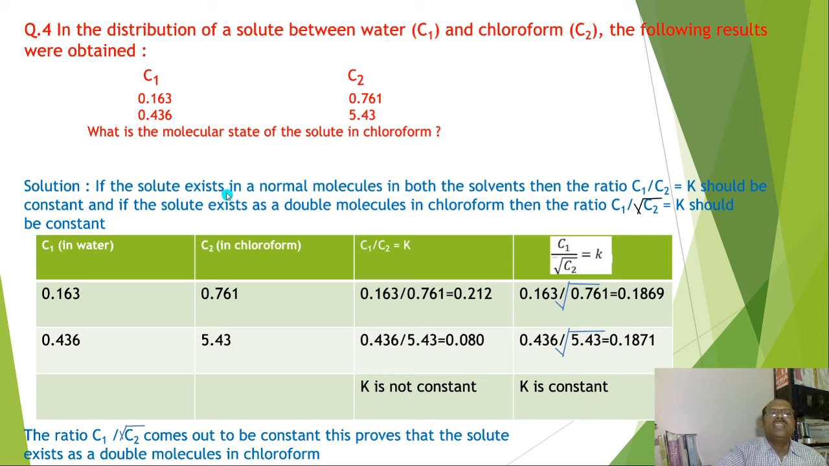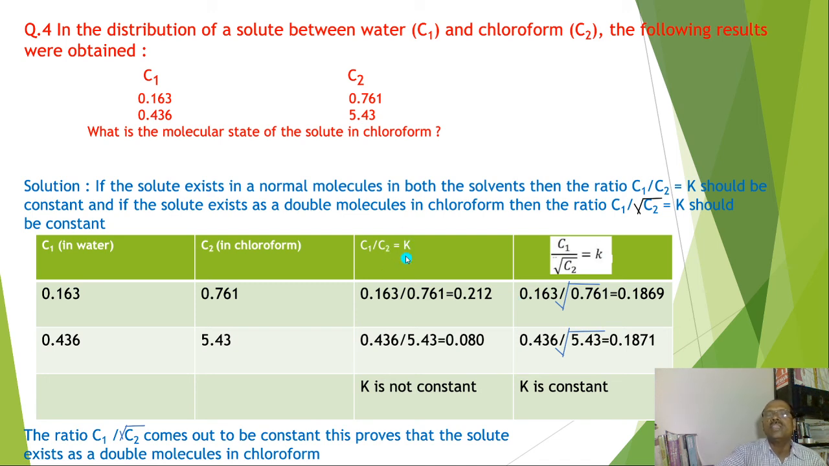If the solute exists as normal molecules in both the solvents, then the ratio C1 upon C2 must be K. And if the solute exists as double molecules in chloroform, then the ratio C1 upon root of C2 is equal to K. It should be constant. C1 in water, C2 in chloroform, C1 upon C2 is equal to K for the normal condition. C1 upon root of C2 is equal to K for the dimer condition, or the double molecules of the solute. That is, the association in chloroform is shown by this formula.